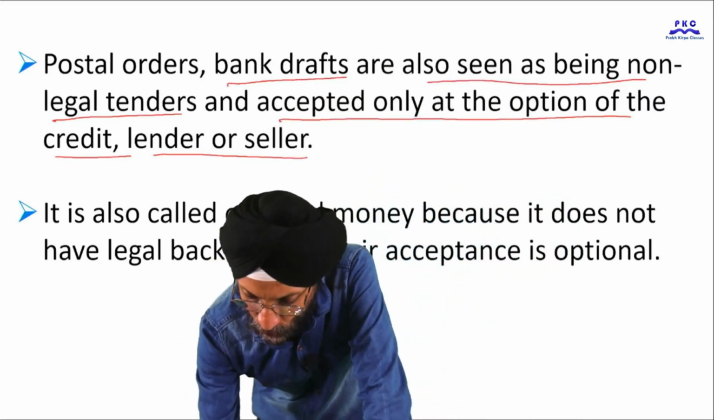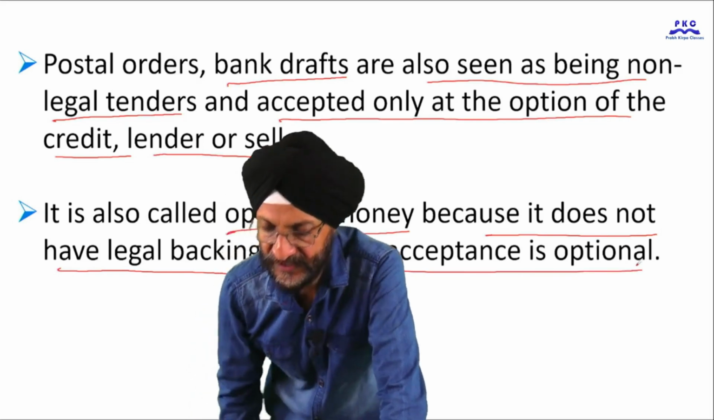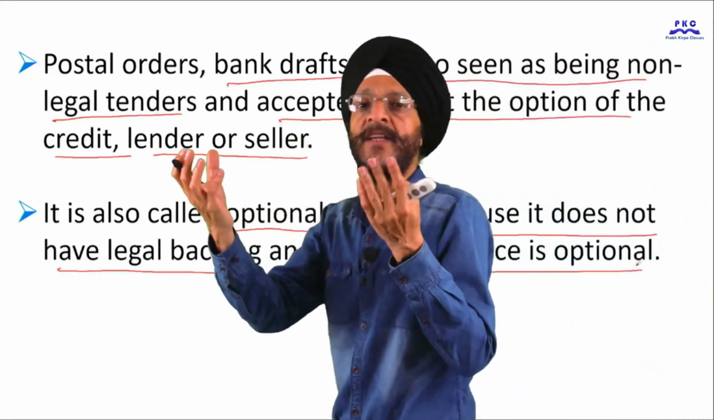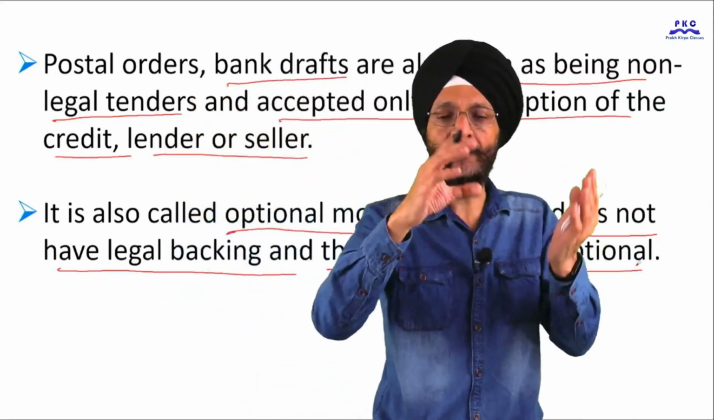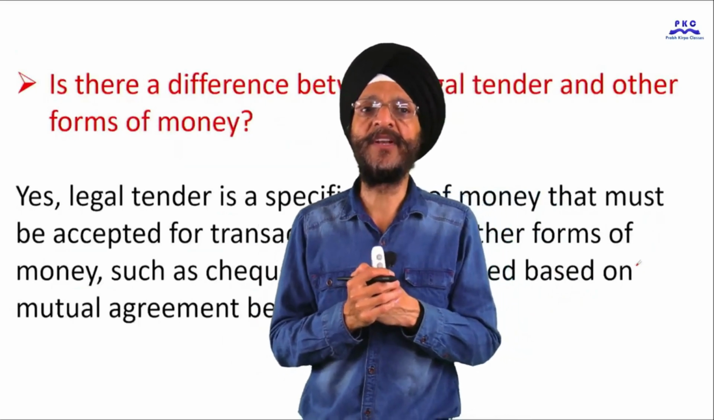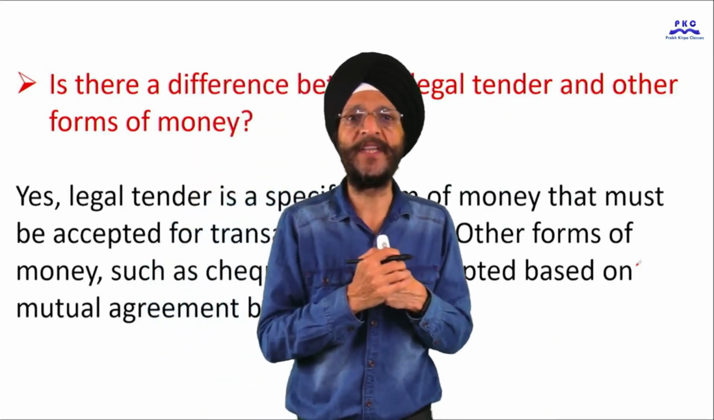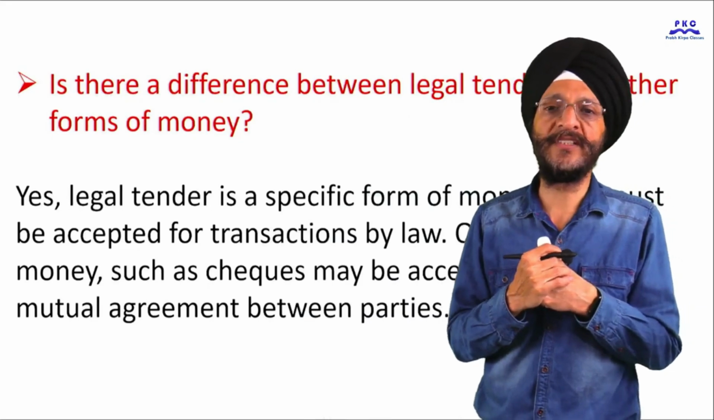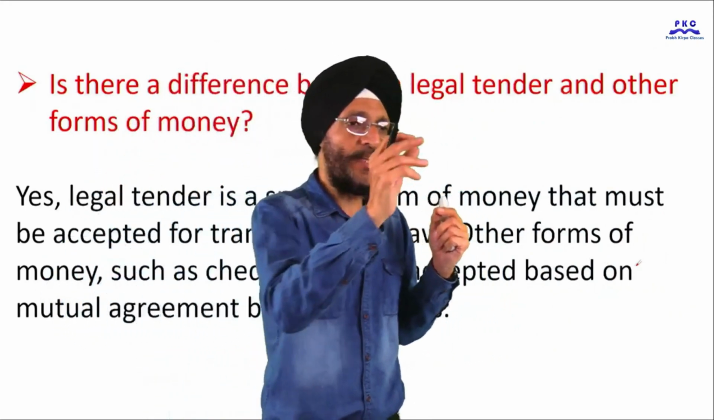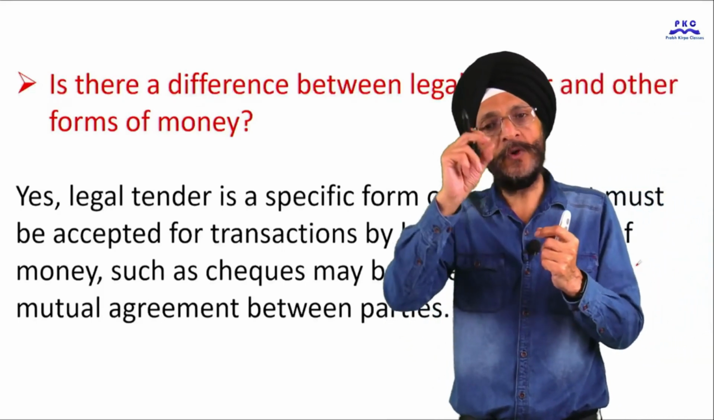The checks are also known as optional money because it does not have legal backing and their acceptance is optional, that is at the will of the seller or the dealer. He may or may not accept the payment by way of checks. Next, is there a difference between legal tender and other forms of money? The answer is yes. Legal tender is a specific form of money that must be accepted for transactions by law. That is, the government has declared that you cannot refuse a particular currency or money as a medium of exchange. You have to accept the same.